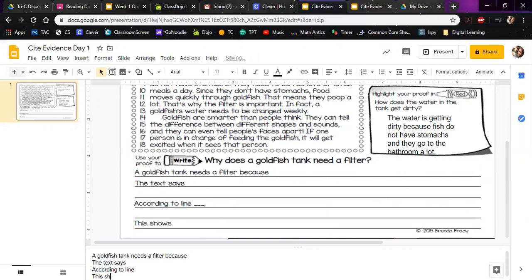And last but not least, you're restating your sentence from the beginning. So this shows, what are we trying to prove here? This shows that goldfish tanks need a filter. So those would be the four sentences that you are going to need to complete. I'll leave these here for you to start each sentence, but you're going to need to complete them using the information from the text.